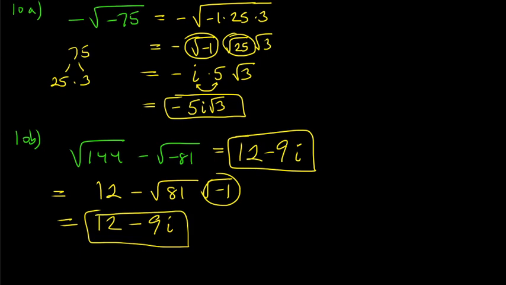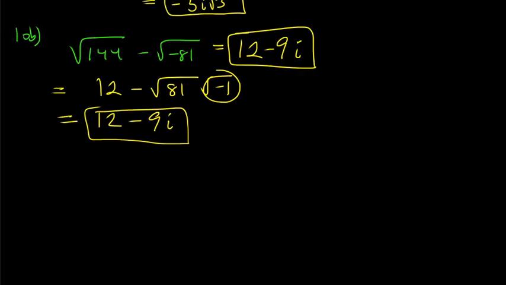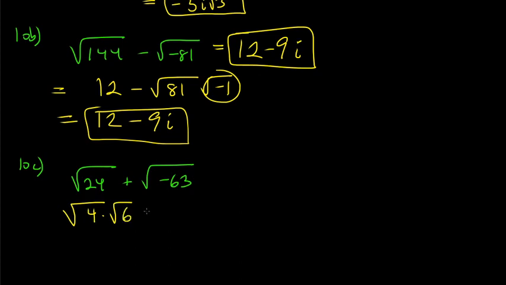All right. And finally, part C, which I forgot already. Oh, square root of 24 plus square root of negative 63. Okay, so again, this goes way back to just simplifying square roots here. 24 is 8 times 3. Oh, but those are not perfect squares. This is not the cube root here. This is a square root. So why don't we do 6 times 4? Square root of 4 times square root of 6.